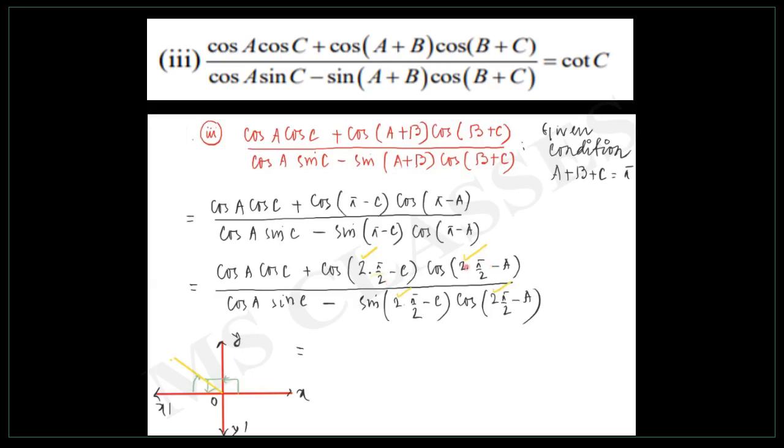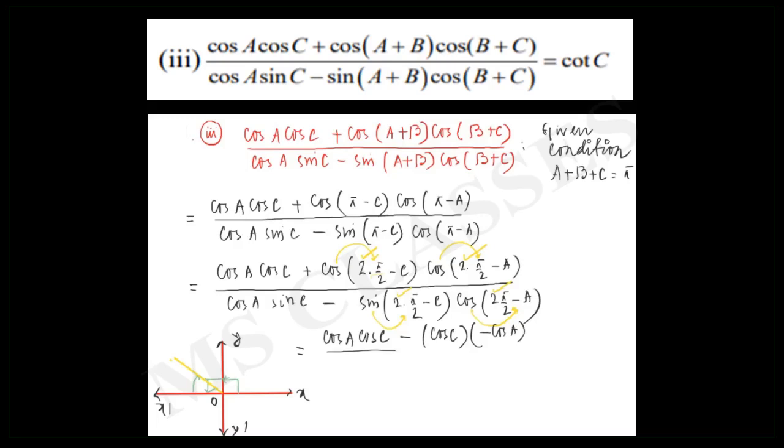So cos will be negative, sine part will be positive. Because when cos is applied over this angle, this is the second quadrant, so this will give us a negative output. Here it will give us a positive output, but this will again give us a negative output. So this is giving us cos A, cos C. This is minus cos C. This is minus cos A.